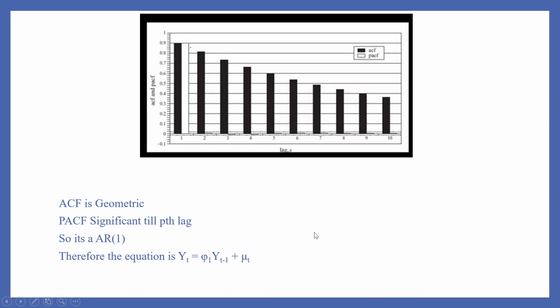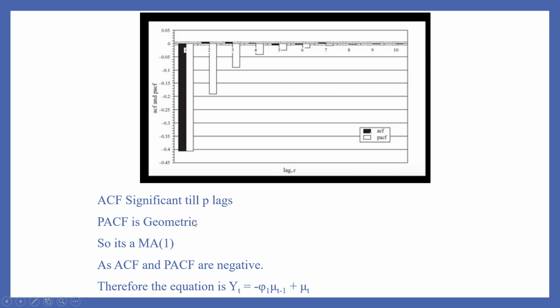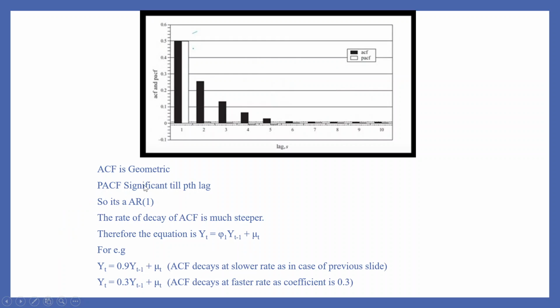So what can be the scenario? This is the case of ACF geometric and PACF p significant lag. So it is an AR process. So it is AR1. Therefore, the equation is yt is equal to phi 1 yt minus 1 plus ut. ACF is geometric. PACF significant till p lag. So it's an AR1 process.